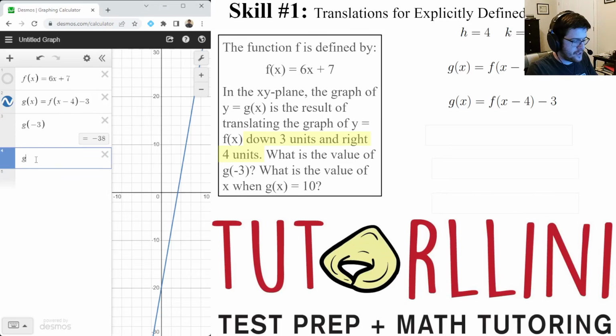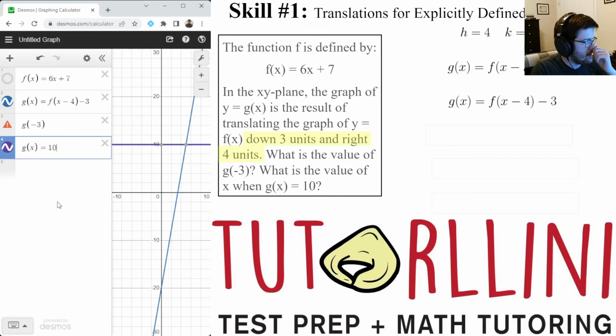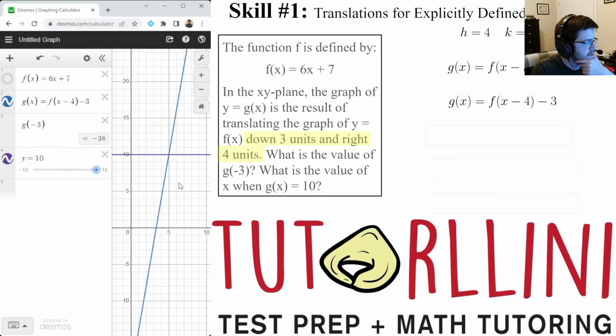Now if we want to find when g of x equals 10, we can just type in g of x equals 10. And if you want, you could just put y. How about I do that? And you could click where it intersects, which is right here. And the value of x when g of x equals 10, you can see is 5, which is what we got.